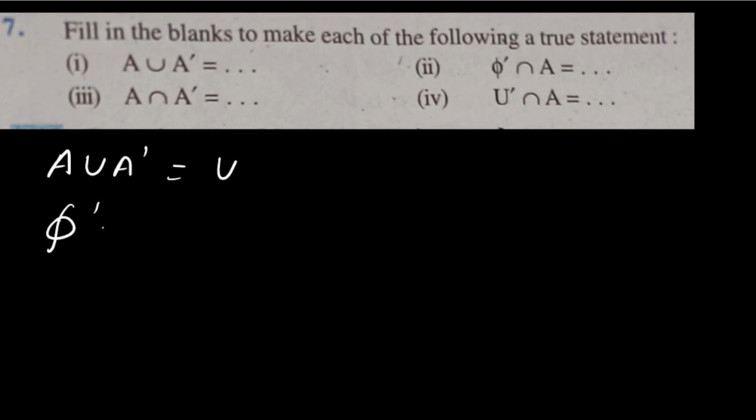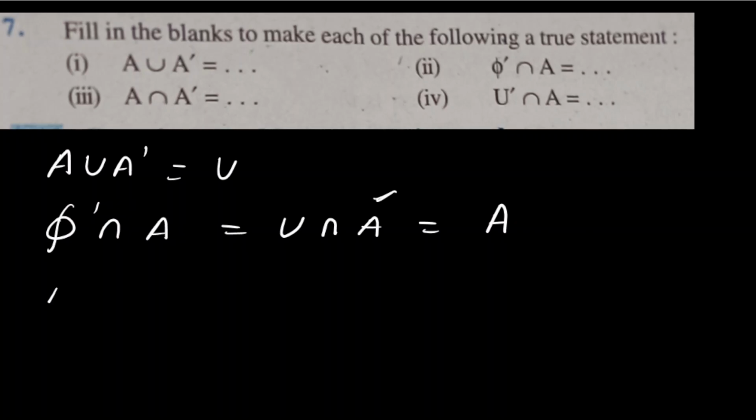Phi complement intersection A. We have learnt that phi complement is equal to the universal set, and the universal set's complement is equal to phi. Phi means empty set, so phi's complement means universal set. I explained this at the start of the video. So the universal set's intersection with A is always equal to A. Intersection means the smaller set will always be the answer. Union means the bigger set will always be the answer. I have already explained this in the previous video.